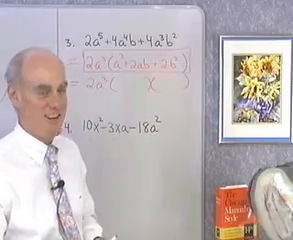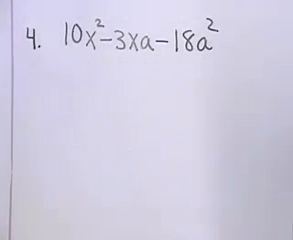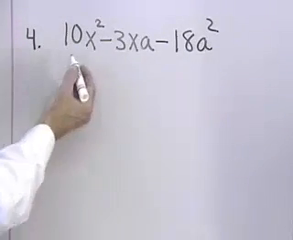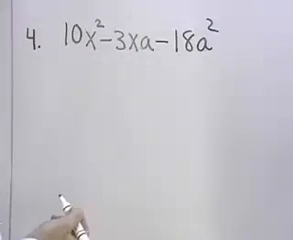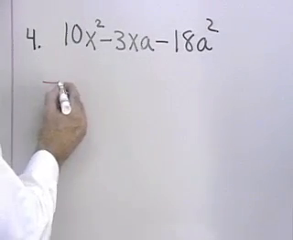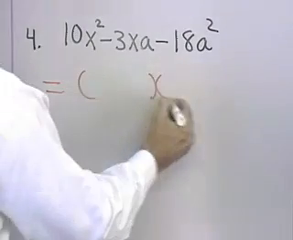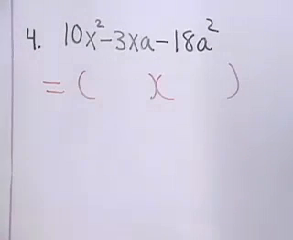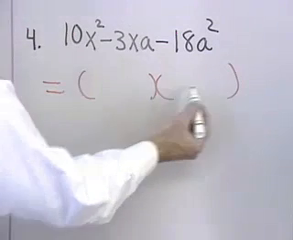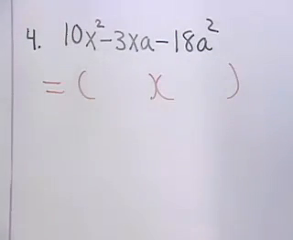Let's look at our next example: 10x squared minus 3xa minus 18a squared. Okay, I look for a greatest common factor for each term. There isn't any other than 1. So if this factors, it'll factor into the product of two binomials such that when I multiply the first two terms together, I get 10x squared. When I multiply the last two terms together, I get 18a squared.